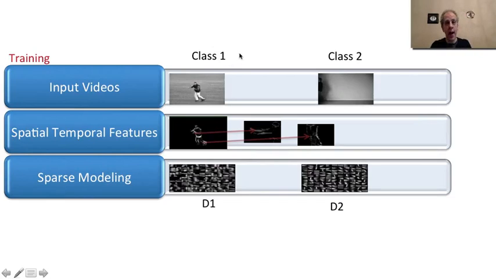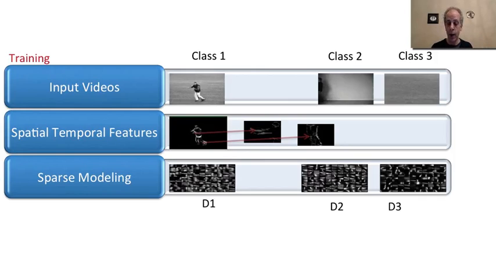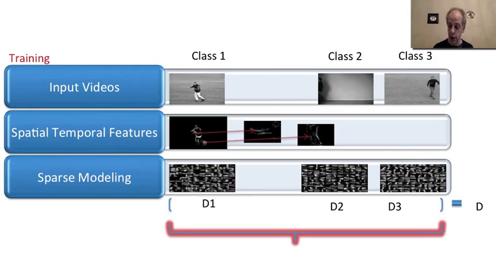These dictionaries are adapted to the class, and we continue doing that for every single class that we have in our database for training. We are going to have another class here of a different activity, and another dictionary for that activity. And we do that for as many classes as we have. What we end up having at the end is a large dictionary that is the concatenation of all the previous dictionaries.